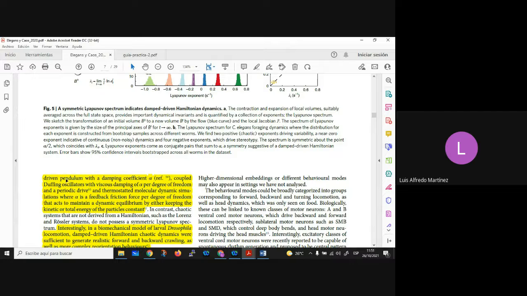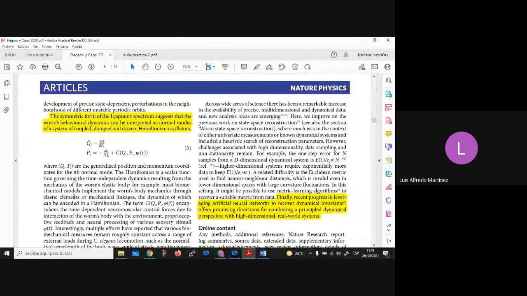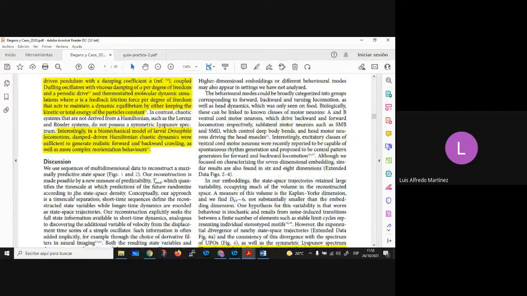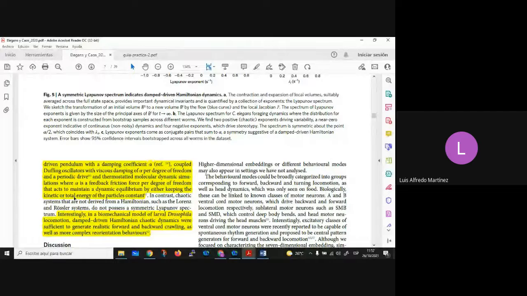Conclusion. The motion of the C. elegans tends to chaotic behavior and cannot be easily explained by a completely stochastic model. Very complicated motion of the C. elegans. And the symmetric form of the Lyapunov spectrum suggests that the worm's behavioral dynamics can be interpreted as a normal mode of a system of complex damped and driving Hamiltonian oscillators. Wow, this behavior in a biological system is very surprising.